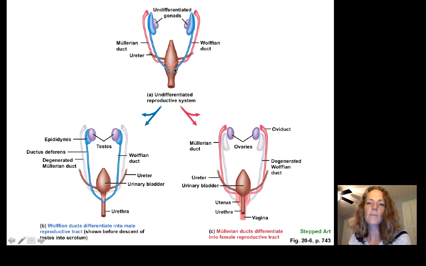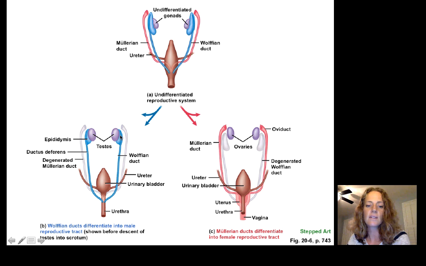So we all start with undifferentiated gonads, the Wolffian ducts, and undifferentiated reproductive tracts. The gonads will form based on whether SRY is present, and that will make testes. If SRY is not present, that will make ovaries. The reproductive tracts are both there, and one of them will win based on whether the gonads are functioning.